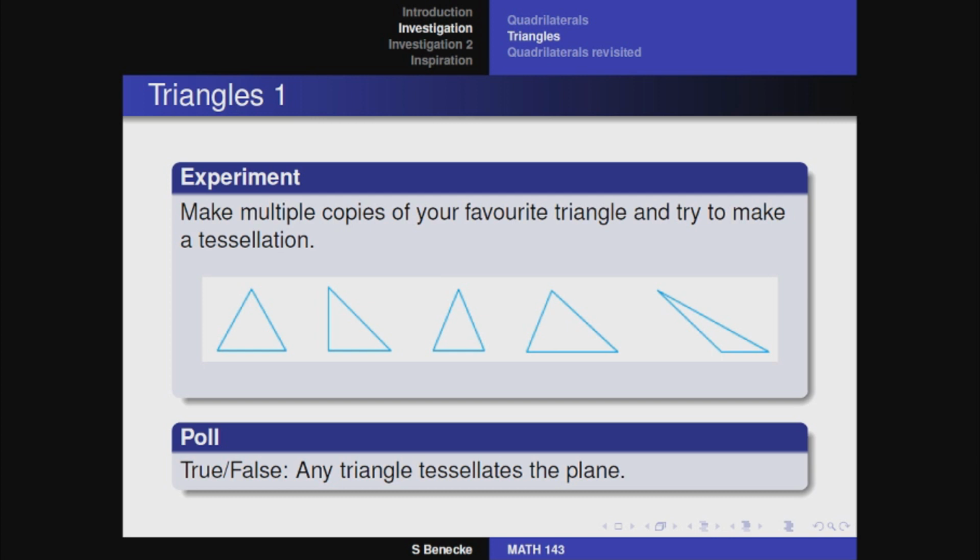Can any triangle tessellate the plane? If I think of my favorite triangle, and I make a bunch of copies of that triangle, can I arrange them to fill the table, if I have enough of them? Do you think a triangle, any triangle, will necessarily tessellate the plane? Without looking in your book, of course. Why and how do I do it?